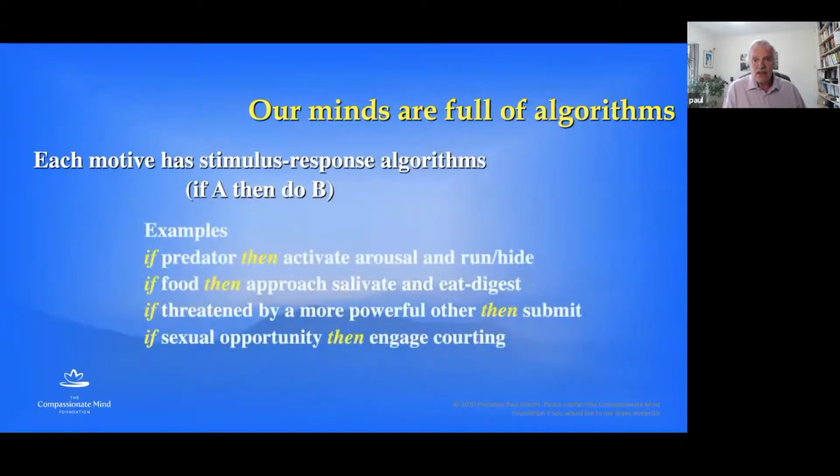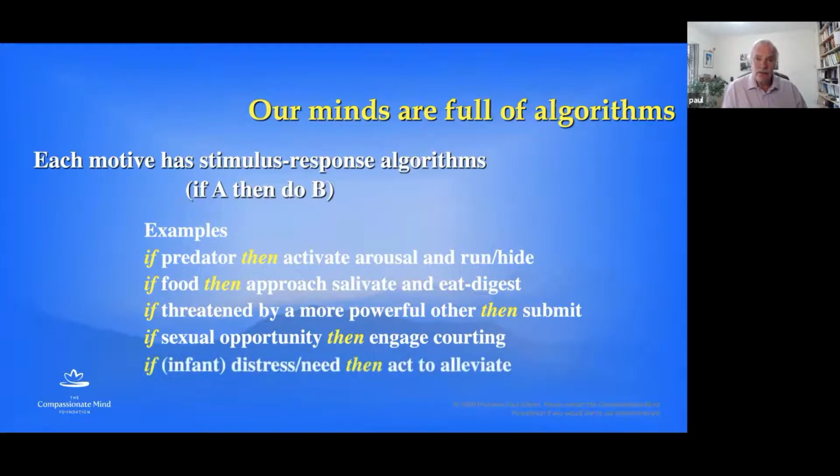So for example, these are some that we spoke about, didn't we? If a predator arises, then get anxious and run away. If it's food, then get excited, salivate and go and eat. If there's a powerful giant threatening you, then you might need to submit. And if there's a sexual opportunity, then your body will respond in a different way. These are called basic algorithms.